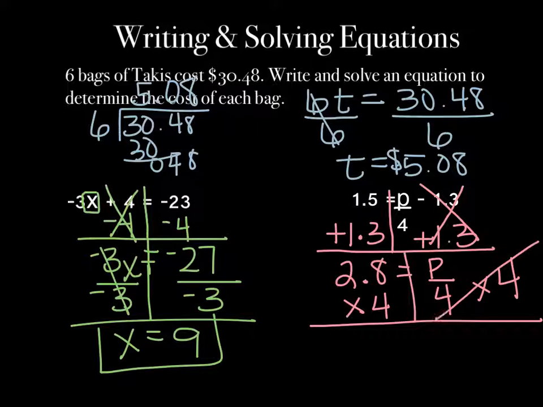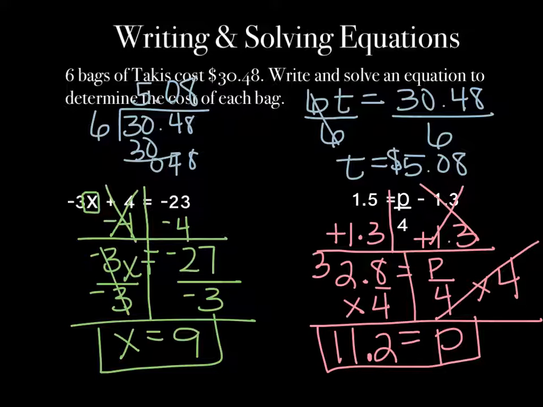So dividing by 4 and multiplying by 4 cancel out. So you have p. And over here, 8 times 4 is 32. You carry the 3. 4 times 2 is 8, plus 3 is 11, and you have one number after the decimal, so you move your answer back one place. And there is your solution.